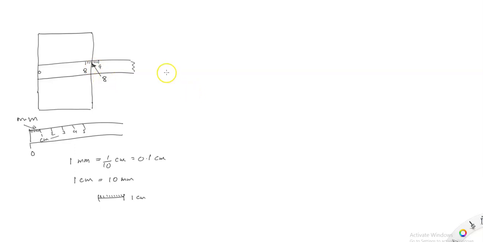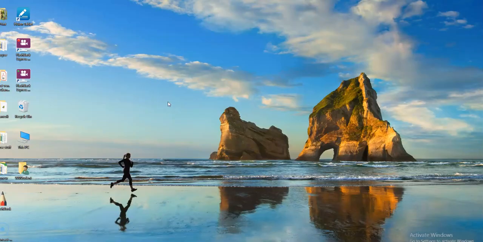Okay, so how do I express the width of this piece of wood? I have 8 centimeters plus 8 millimeters. Now 8 millimeters is equal to 0.8 centimeters, right? So I can say the width is 8.8 centimeters. Now, how accurate is this measurement? Is there any error in it? Am I certain about this, or is there any uncertainty in this measurement?